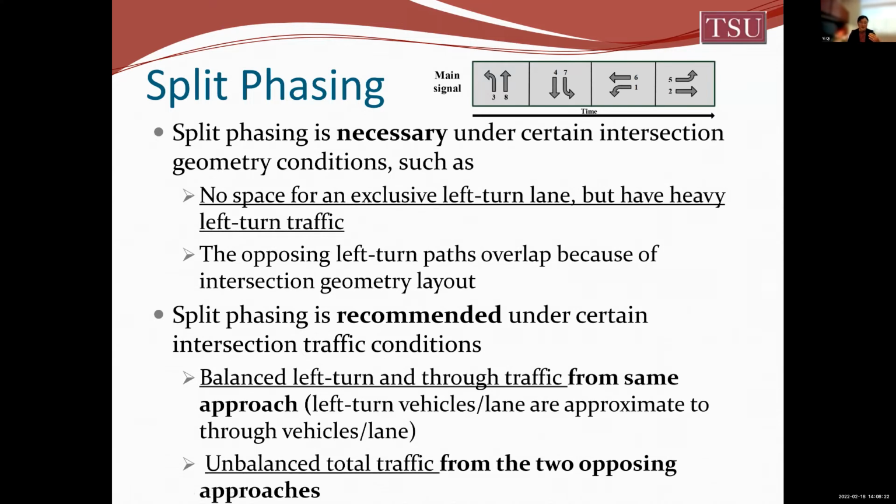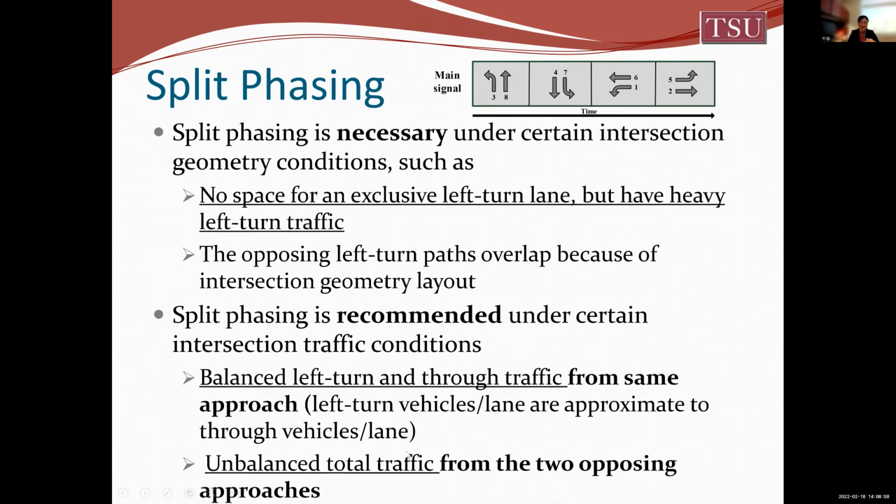For example, if the traffic from one approach is balanced, that means the different movements, like the left turn and the through from one direction, are very close. For example, the left-turn vehicle volume is very close to the through vehicle volume for one direction. But meanwhile, the traffic from the opposing direction is not balanced. Like one direction is heavy, one direction is very light traffic. So in this kind of situation, using split phasing will have more operational benefits.